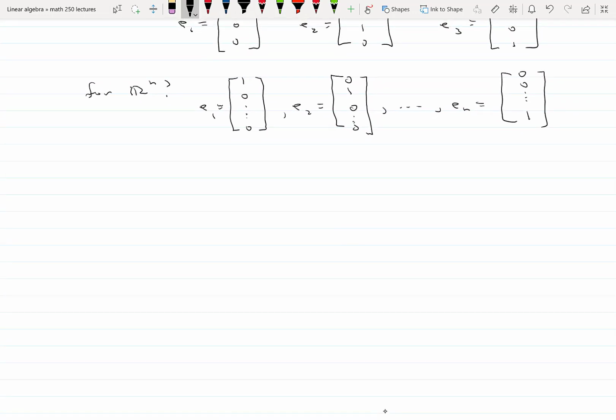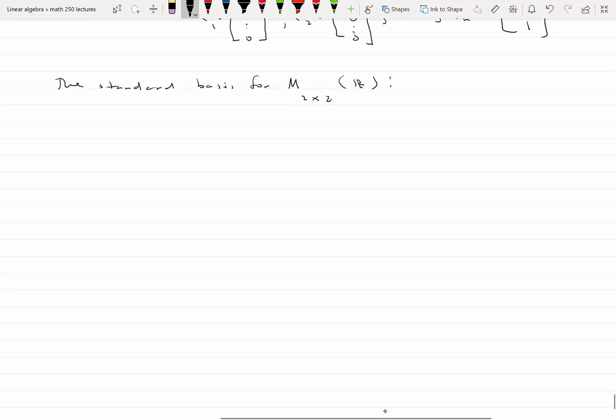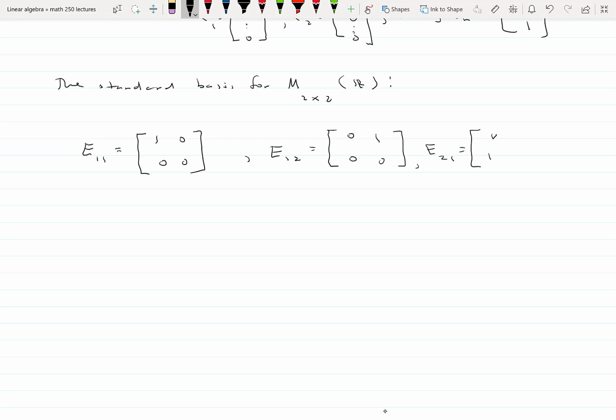Okay, so let's take a look at the standard basis for a set of matrices. The standard basis for the set of all 2 by 2 matrices with real entries is E11, which has entries all 0 except for the entry in the first row and the first column. E12, which has all zeros except for the entry in the first row and second column, etc. E21, the second row, first column, is going to have 1, zeros everywhere else. And E22 is zeros everywhere except for 1 in the entry in the second row and second column.